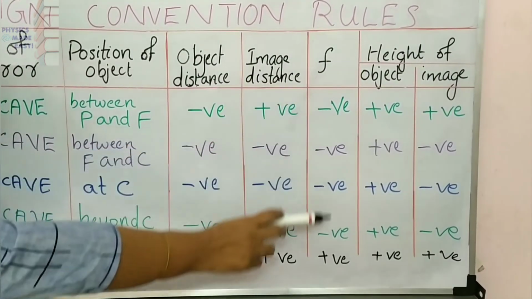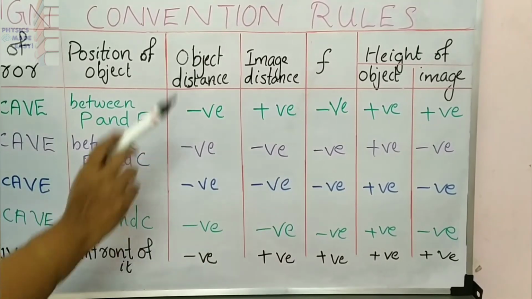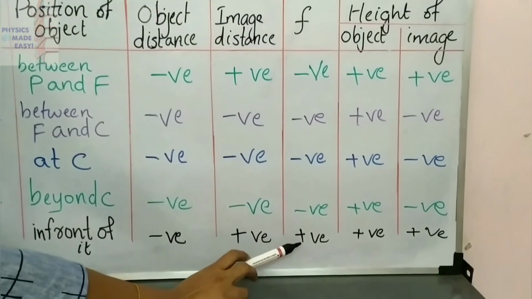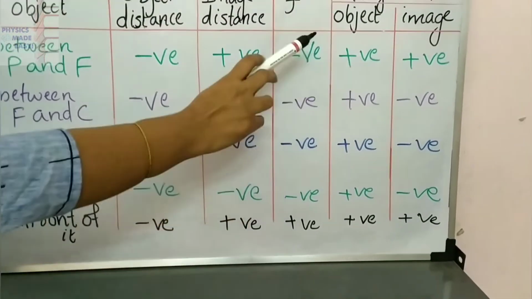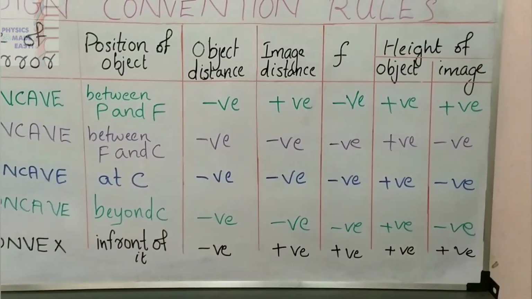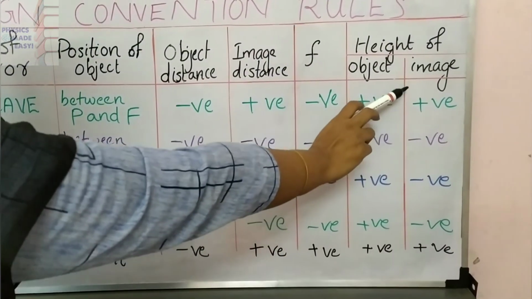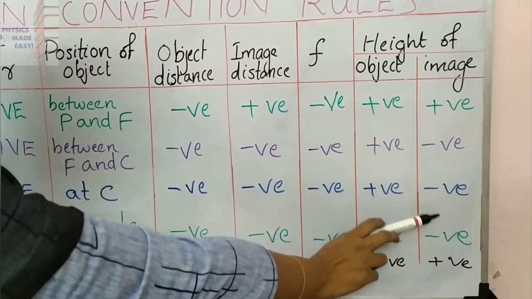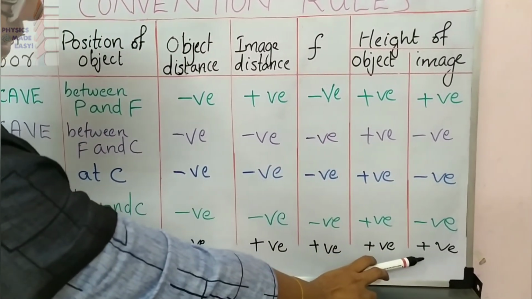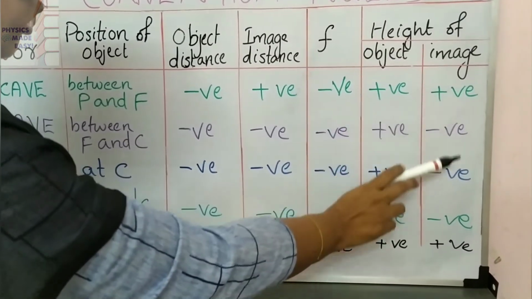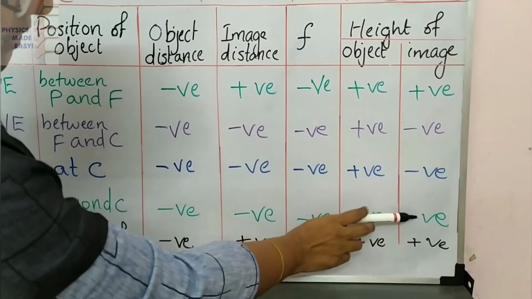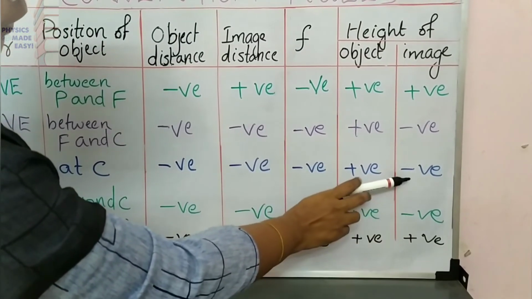Then coming to focal length, in case of concave mirror, focal length is negative. In case of convex mirror, focal length is positive. Height of the object I told, always that will be positive. Height of the image you can see positive, then negative, negative, negative, positive. These two values positive you can see here. That means these two are virtual and erect images. In these three cases you are getting real and inverted images.